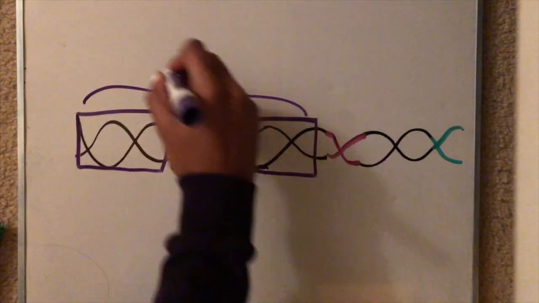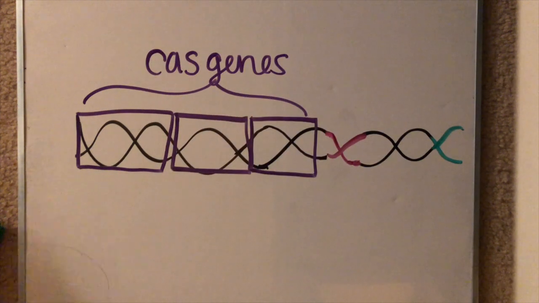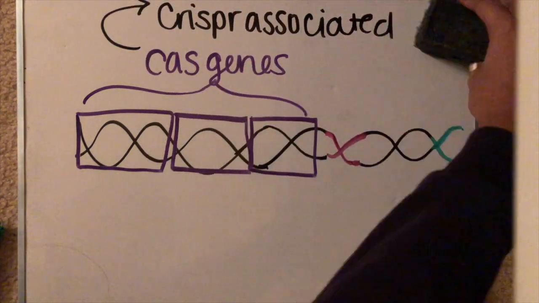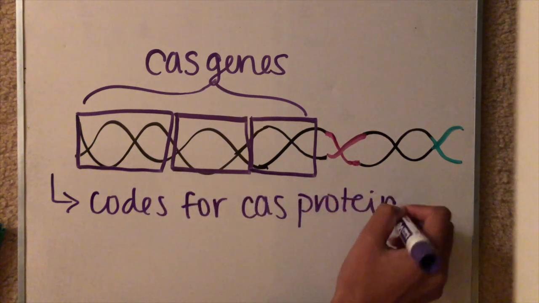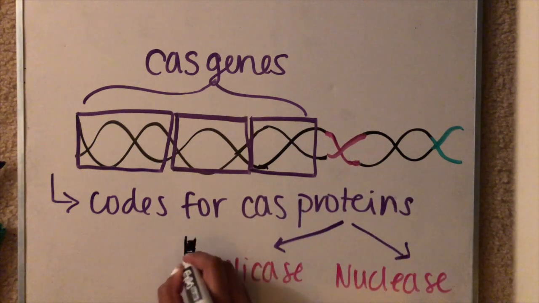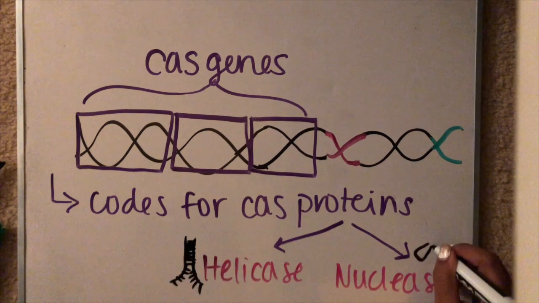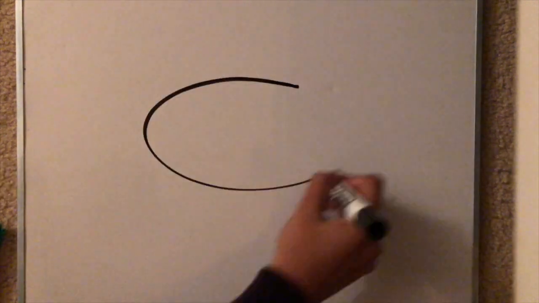Also discovered within the system was CRISPR-associated genes, otherwise known as Cas genes. Cas genes code for Cas proteins, which are helicases and nucleases. Helicases unwind DNA, while nucleases cut the DNA.